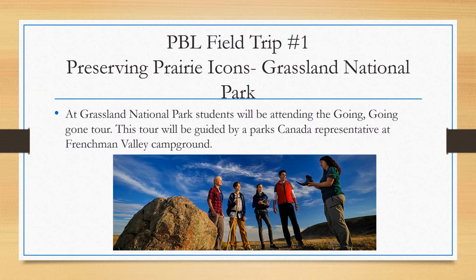So to set up how I would use it in the classroom, I'm going to be focusing on grade 5 and grade 8, and we'll be taking a look at two mock field trips that I would use to meet outcomes in the curriculum. So the first field trip I would use, we'd be taking the class to Grasslands National Park, and at Grasslands National Park, students will be attending the Going Going Gone tour. This tour will be guided by a Parks Canada representative at the Frenchman Valley Campground.